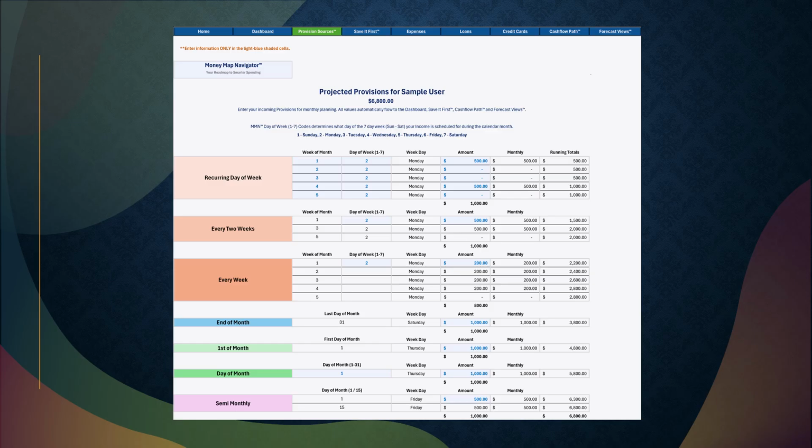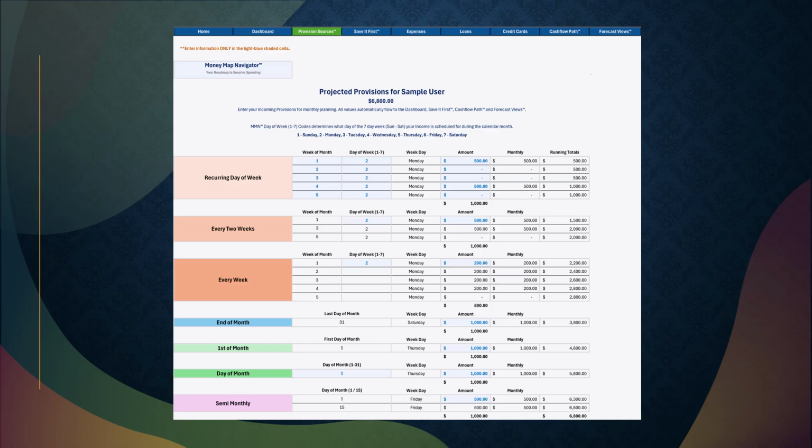The types of income streams are: income that occurs on a specific weekday of every month and on a specific week of the month, like the second Wednesday of the month. It covers paydays that occur every 2 weeks and even lets you select the day of the week, like Monday or Friday. Some checks come in weekly, so all you need to tell it is the weekday.